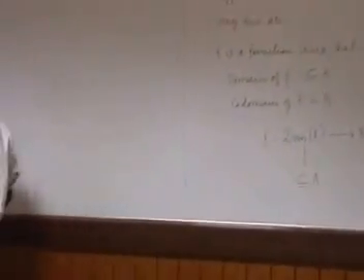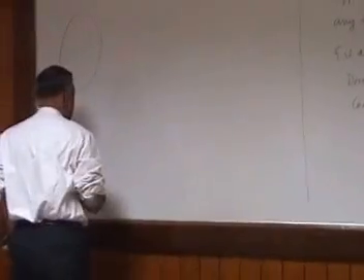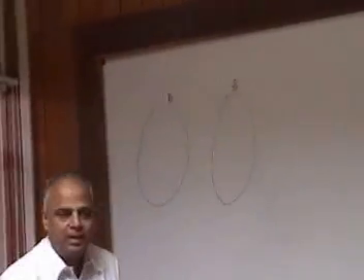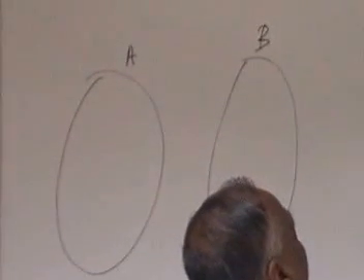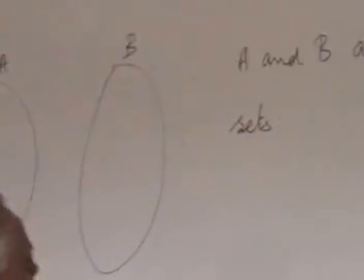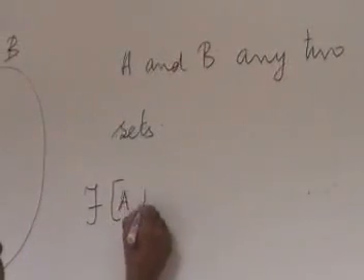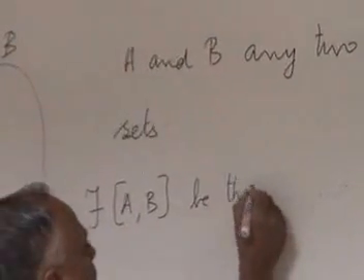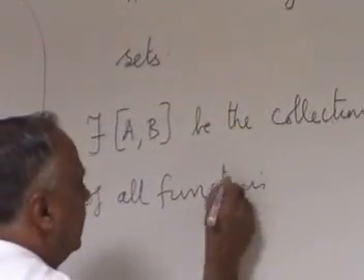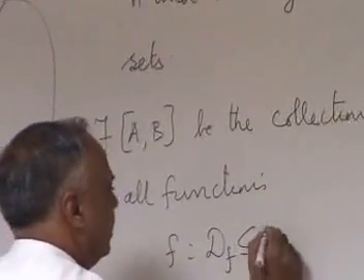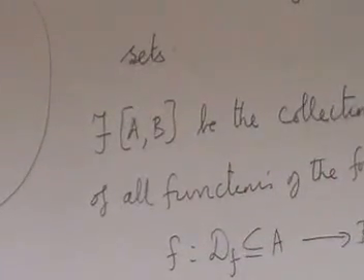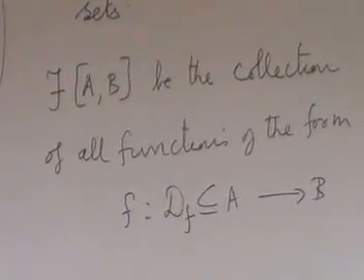So now let us take two sets A and B. Let me make some notations. Suppose A and B are two sets. I will use the same notation. Let F(A,B) be the collection of all functions f mapping. So we are looking at all functions whose domain is a subset of A and whose codomain is B. Collect all such functions.